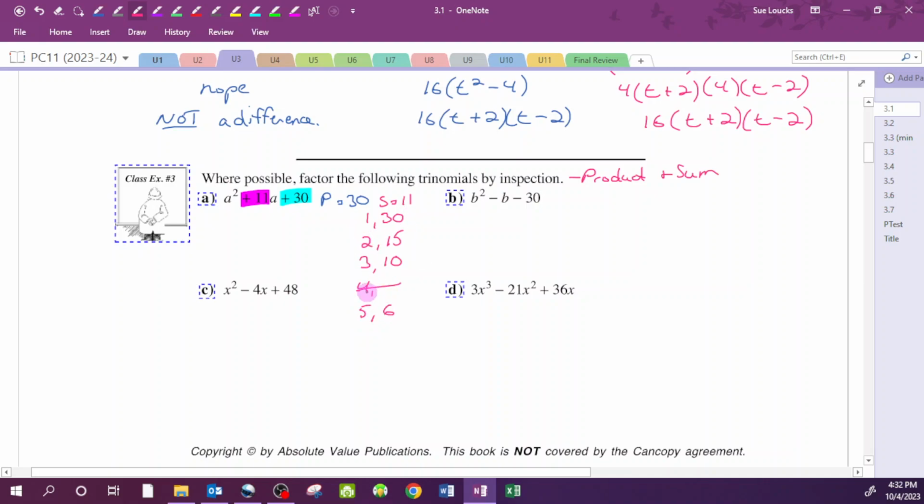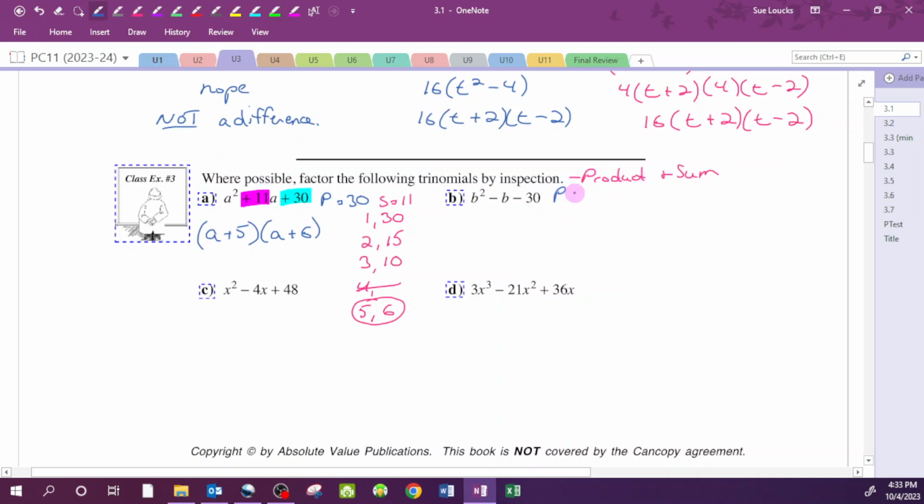At this point, I can look at this and go, well, if I add these two together, I get 11. So those are the factors that I need. And then my answer is just (a plus 5) times (a plus 6), because these were both positives. Okay, that's that. Now let's do this one over here.